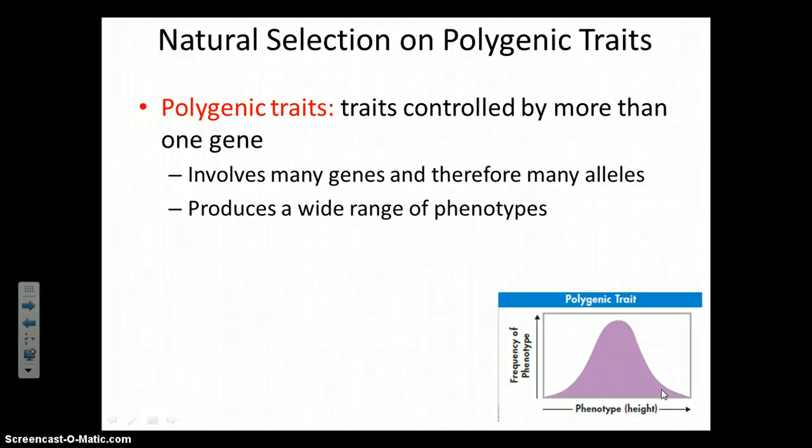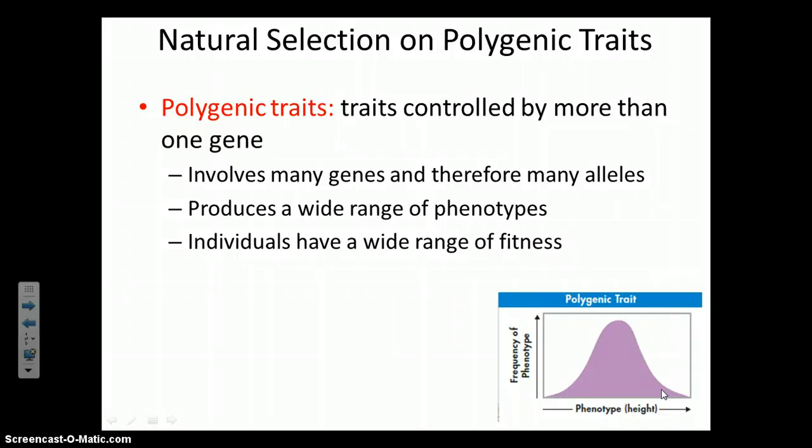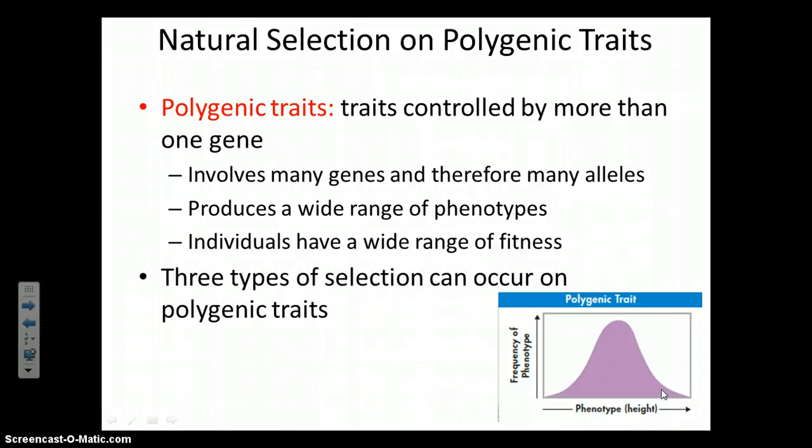And so it's the phenotype that natural selection acts on, not necessarily the genes. Because individuals have a wide range of phenotypes, they also have a wide range of fitnesses. We're going to get to examples in just a second, but there's 3 different types of selection that can occur on polygenic traits.